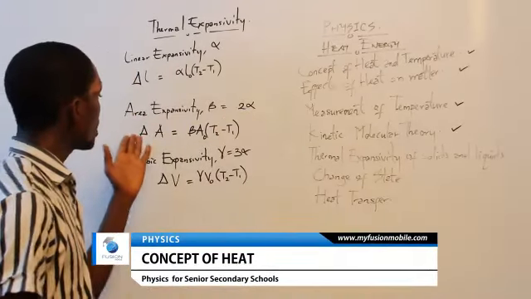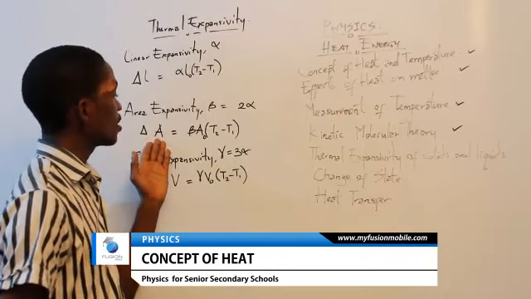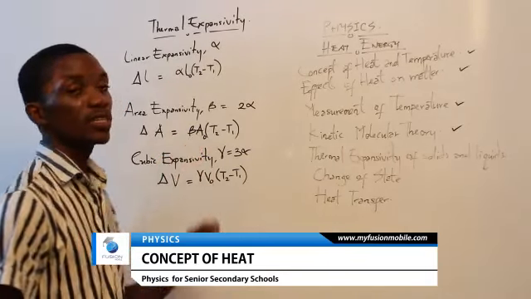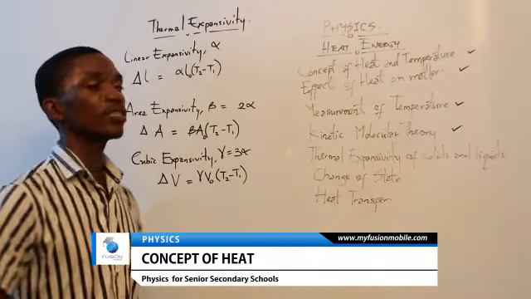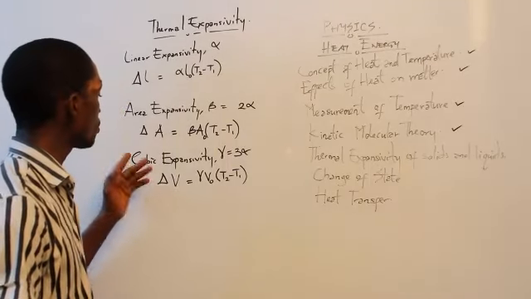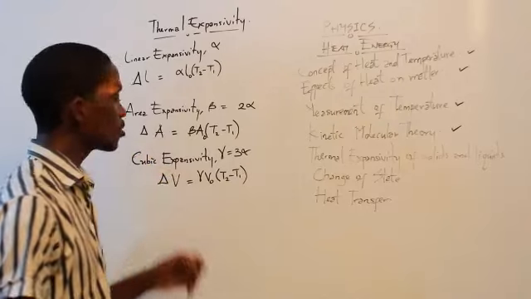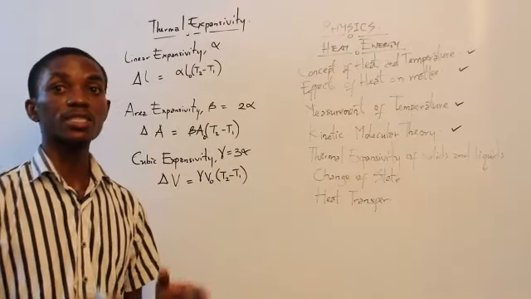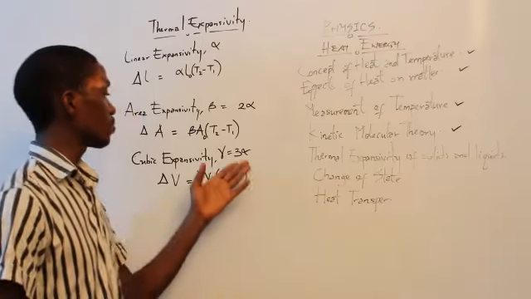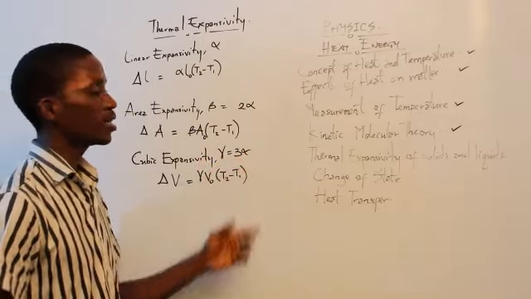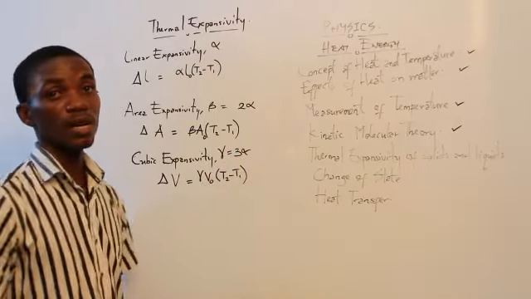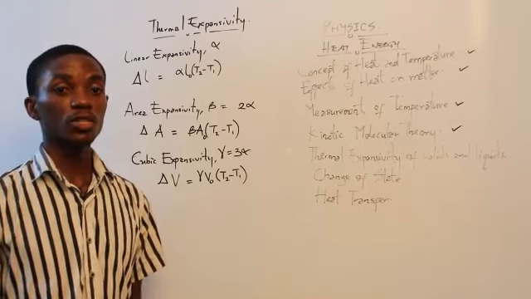So the change in area is calculated by area expansivity multiplied by the original area multiplied by the change in temperature. And the same thing applies to the cubic expansivity that happens in the case of objects. That's 3D considerations now, and it is represented by the symbol gamma. Gamma is always equal to 3 alpha.